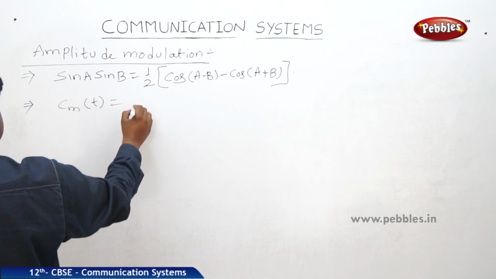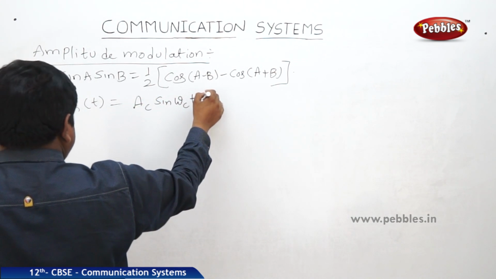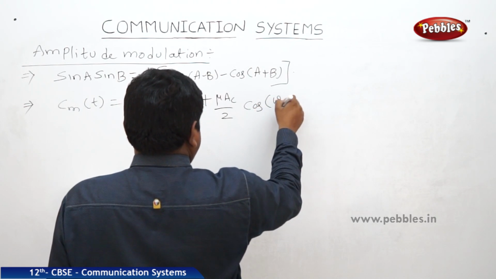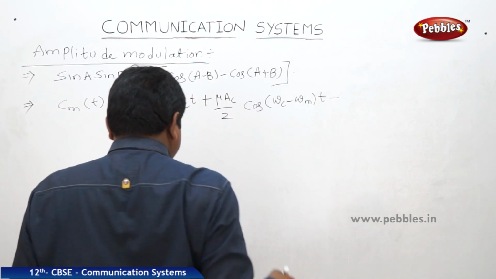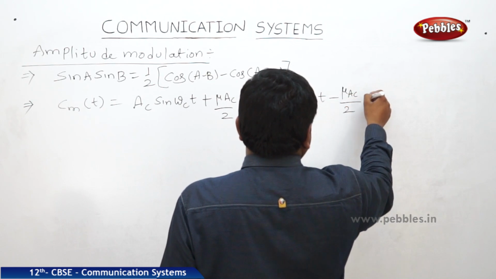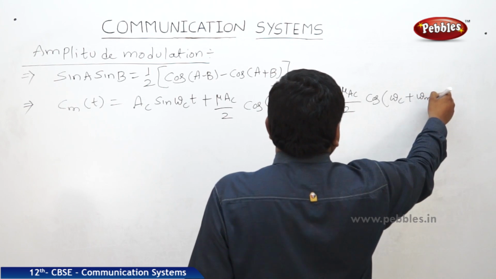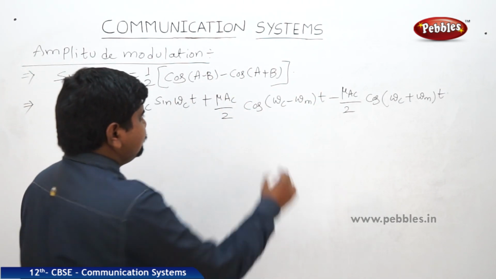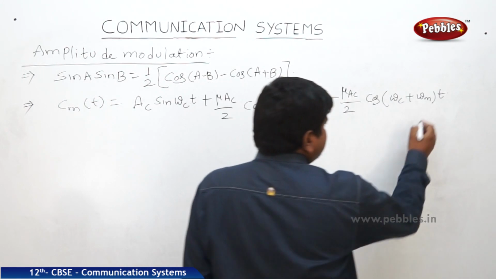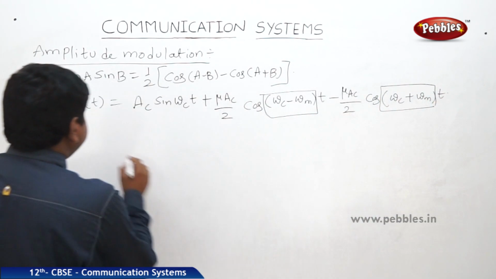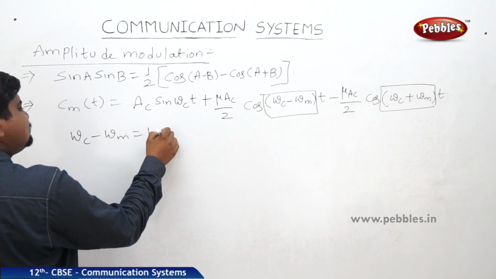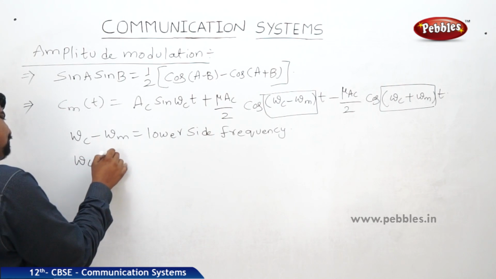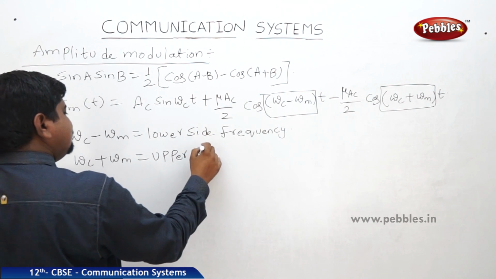The modulated carrier wave equation is equal to Ac sin omega c t plus (mu Ac by 2) into cos (omega c minus omega m) t minus (mu Ac by 2) into cos (omega c plus omega m) t. In this equation, cos(A minus B) and cos(A plus B): omega c minus omega m is the lower side frequency. Omega c plus omega m is the upper side frequency.